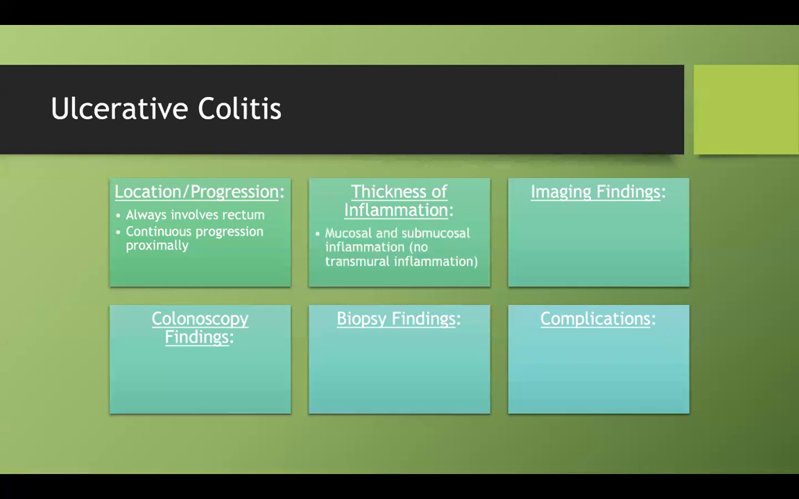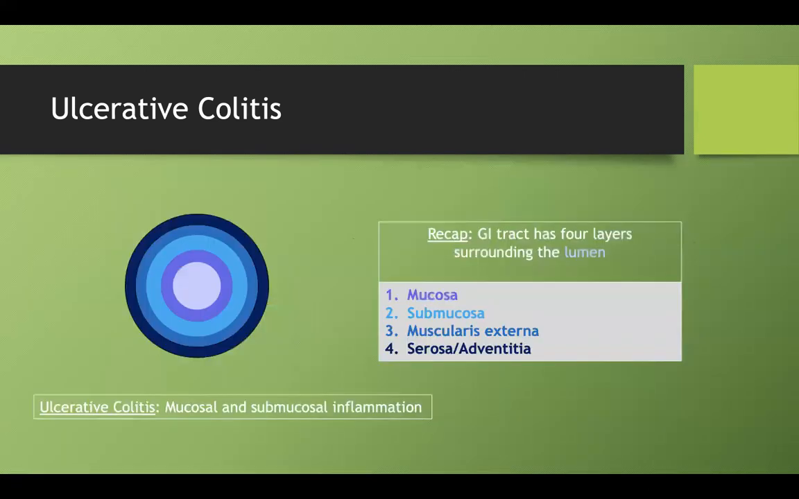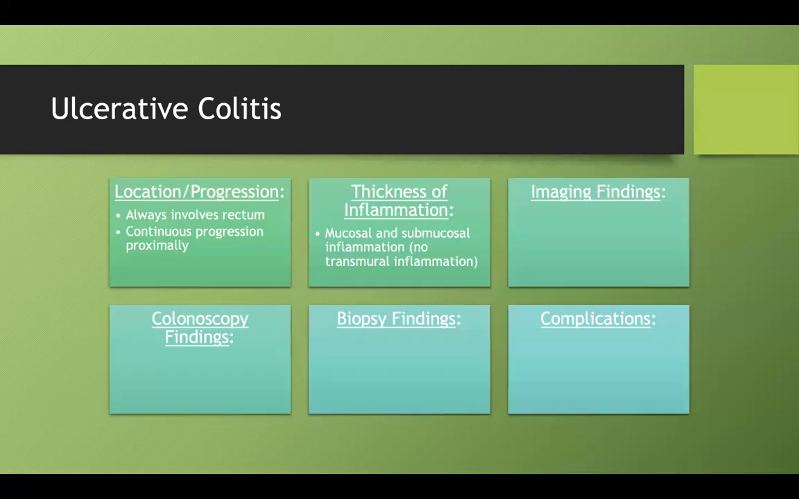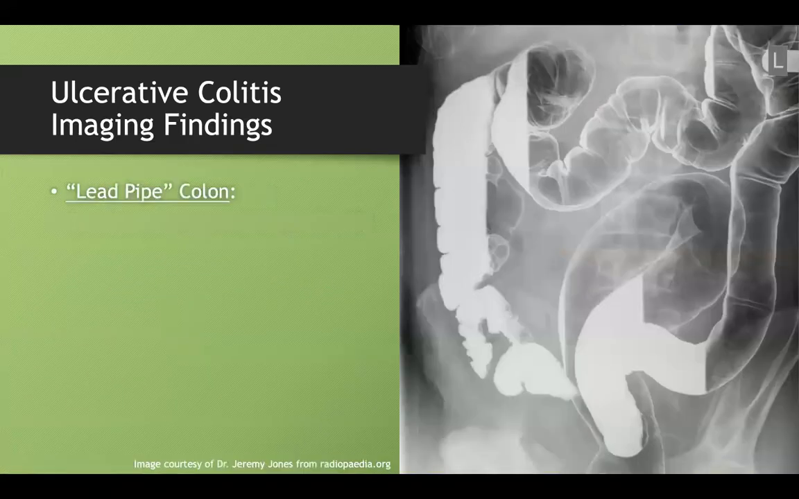For the thickness of inflammation, instead of transmural inflammation like we saw in Crohn's, you're going to see it in the mucosa and submucosa. So what that looks like is this region here instead of that transmural inflammation. On imaging, they love this X-ray that shows the lead pipe sign. They're going to test this. What lead pipe colon looks like is a loss of haustral markings on imaging studies.